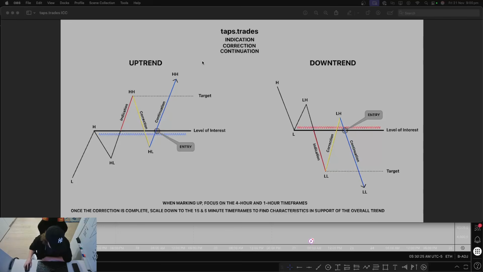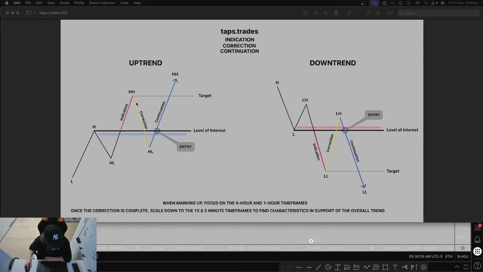An uptrend starts with a low in the market, a high, creating a higher low because it's higher than its previous low. Price then creates a higher high. Once we get this formation of the low, high, higher low, and a higher high, we get our first phase, which is the indication phase. Right at this point, we draw our level of interest at the high right here. So we've got our indication phase.